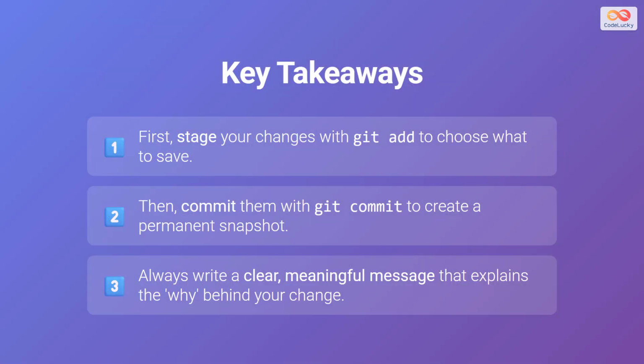Let's recap the entire process. First, you stage the changes you want to save using git add. Second, you commit those staged changes to the repository with git commit, creating a permanent snapshot. And finally, always remember to write a clear and meaningful message that explains your work. Mastering this flow is a key step to becoming proficient with Git.